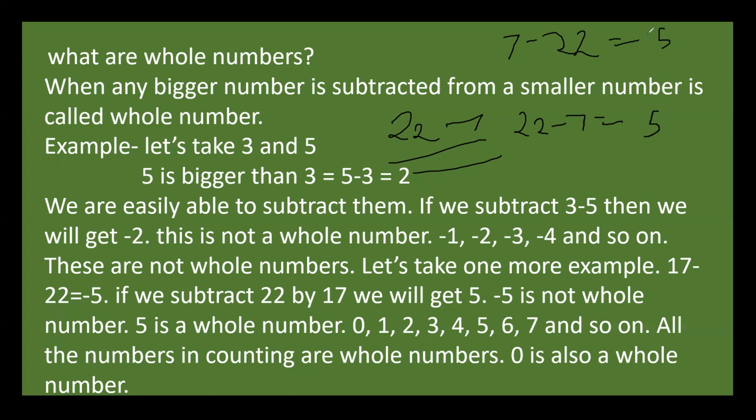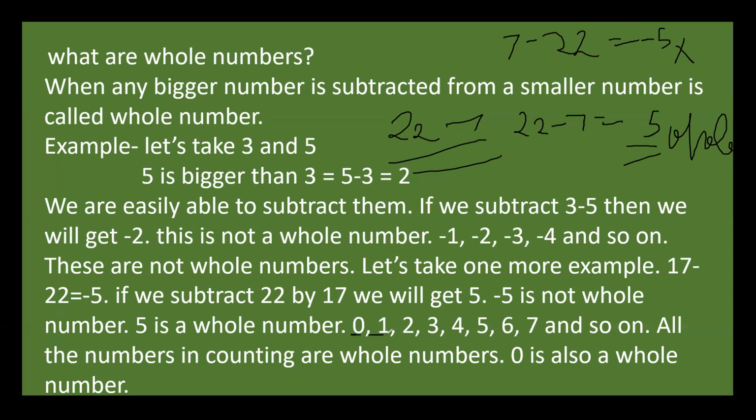But the difference is the sign of the numbers. One answer is minus 5. The number is the same, but the sign is different. And if they have a minus sign, then it is an integer, not a whole number. So this one is a whole number, and this one is not.